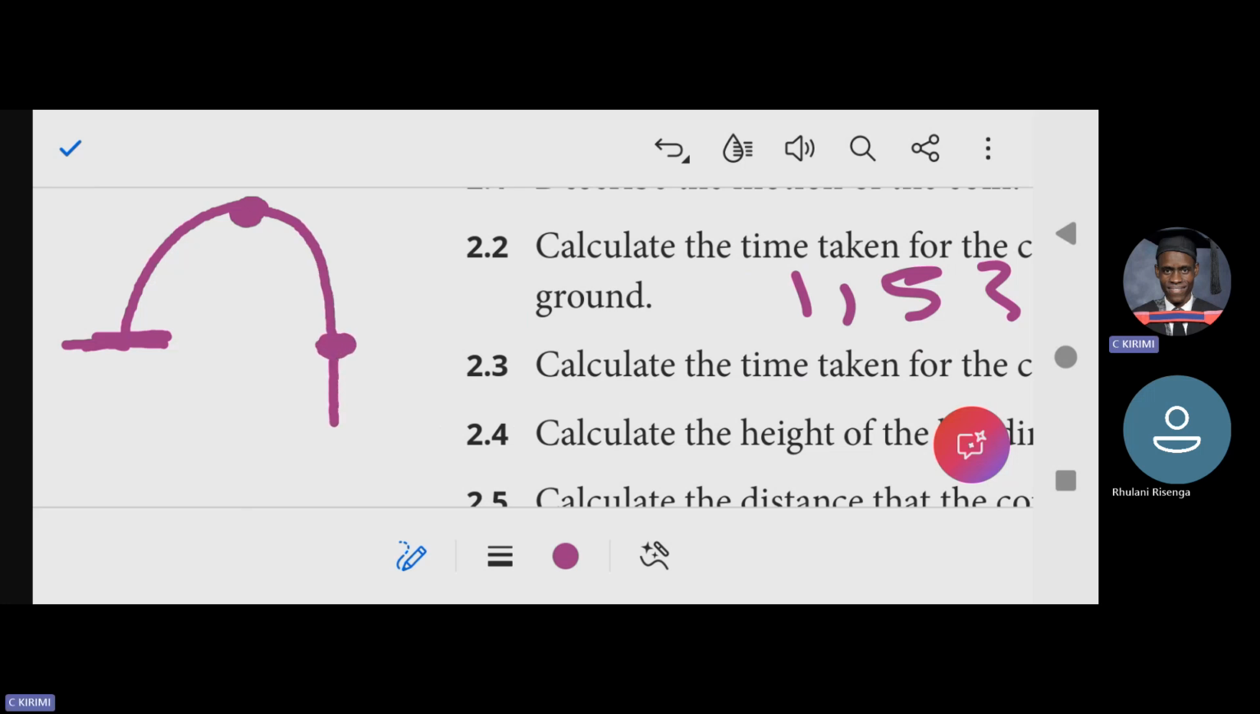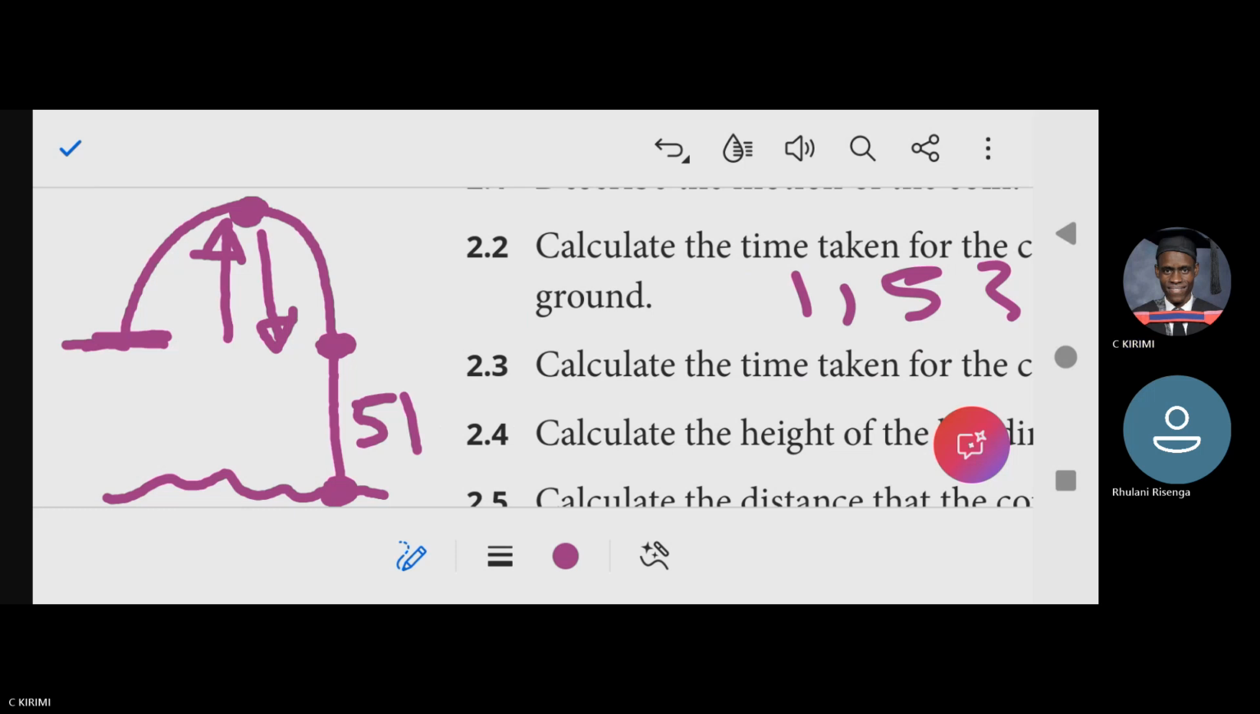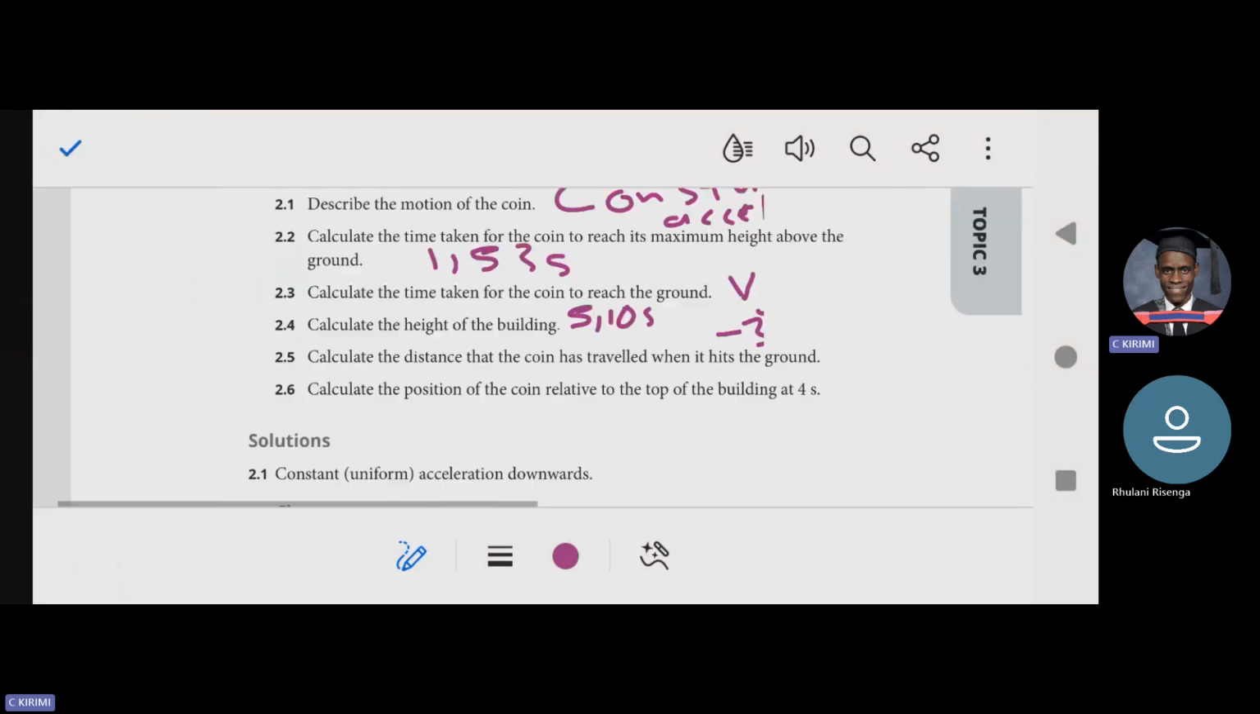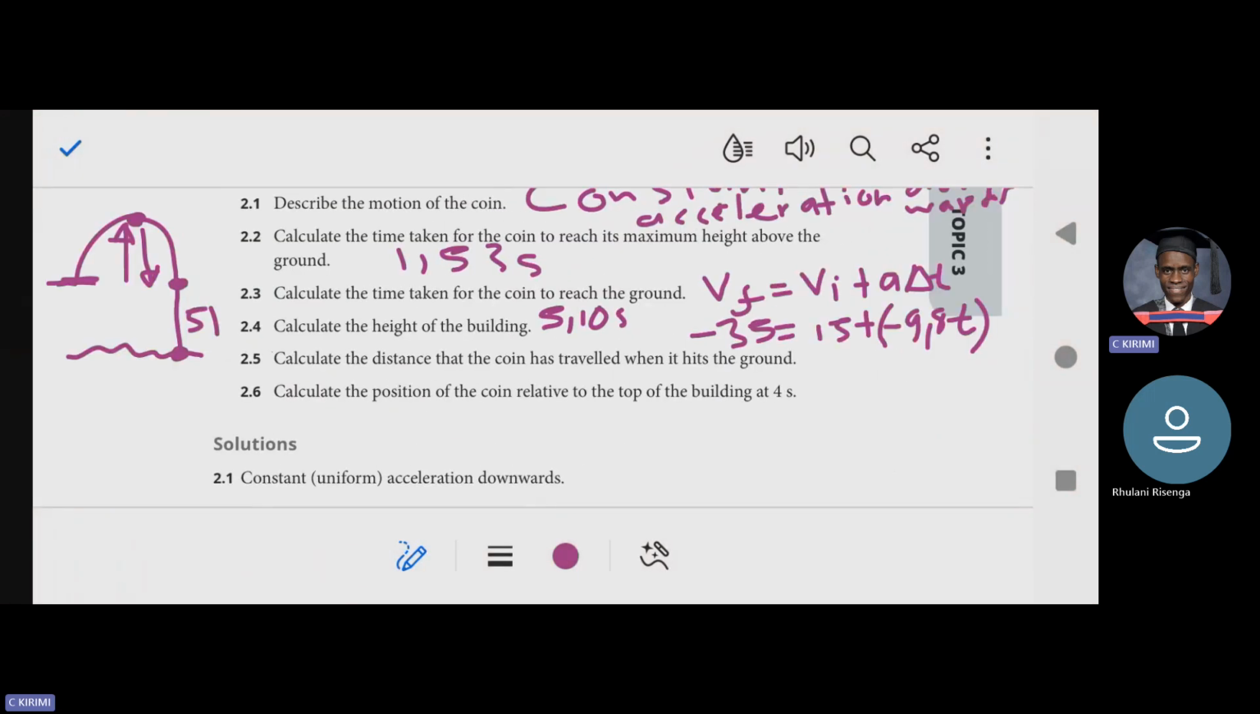Then you add the height of the building, which is 51. Now the coin is down there. So this 51 plus twice the height of going up, which is the same as the height of going down. So this distance will be twice. Then you add. So what is the height? The maximum height reached above the initial point. So that you can calculate the total distance which the coin traveled.